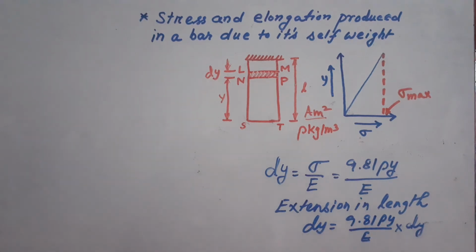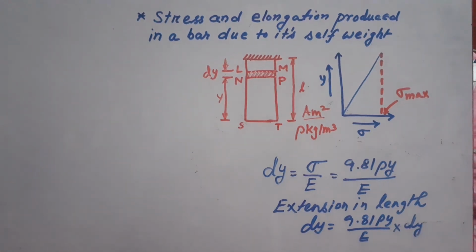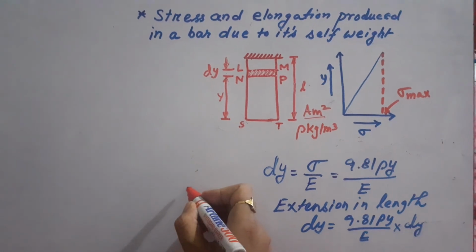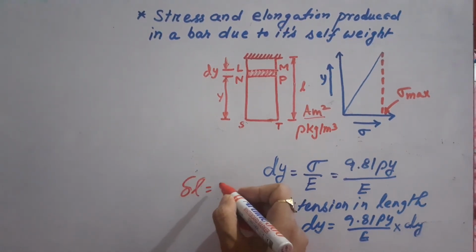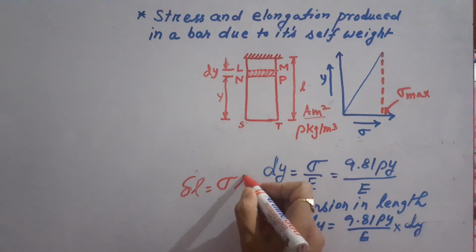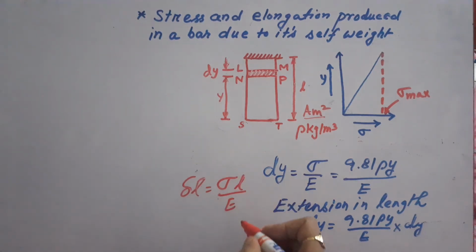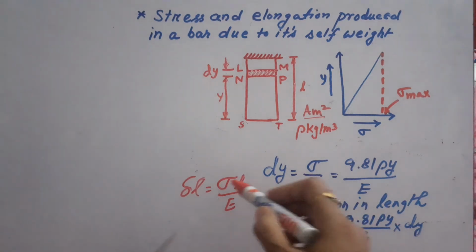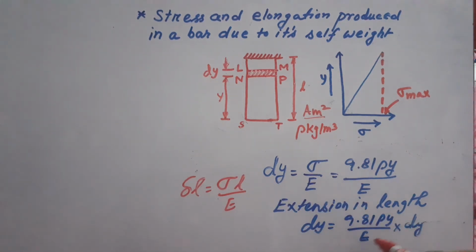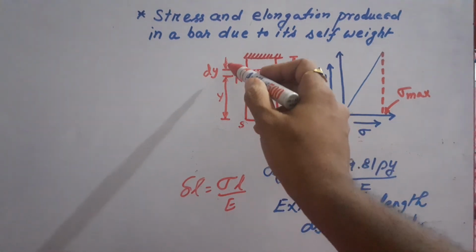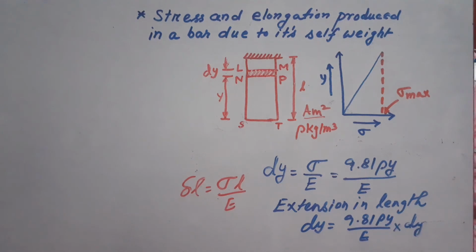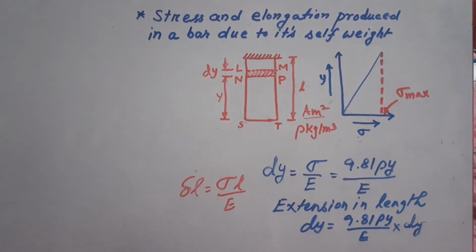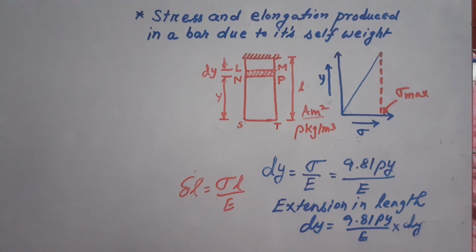How are we getting this? Because we know the change in length, delta L. We already know this formula: delta L is nothing but sigma L by E. So the value of sigma is 9.81 rho y, and E you have placed, and then L is here dy, because this length is dy, a negligible length. Okay, so up to this I think it is very much clear to you.